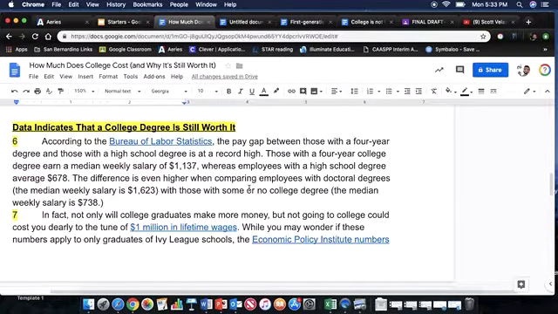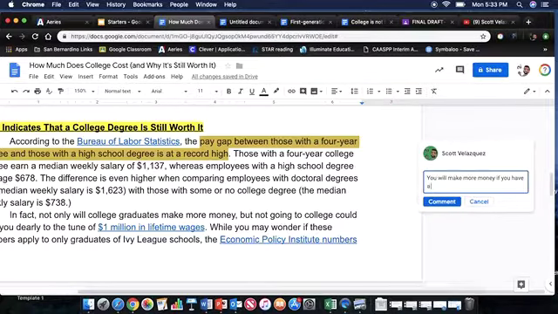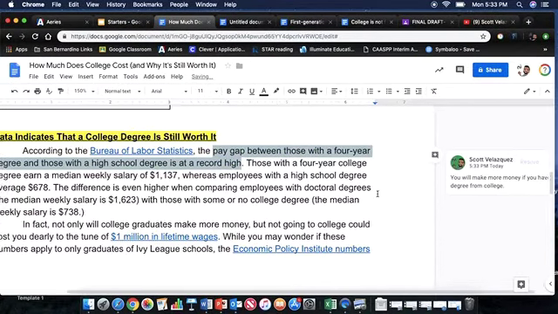According to the Bureau of Labor Statistics, the pay gap between those with a 4-year degree and those with a high school degree is at a record high. So, I want you to highlight this: the pay gap between those with a 4-year degree and a high school degree is at a record high. What that's saying is that you will make more money if you have a degree from college, right? That's kind of an argument that they're making there.